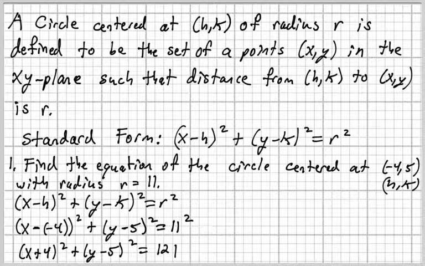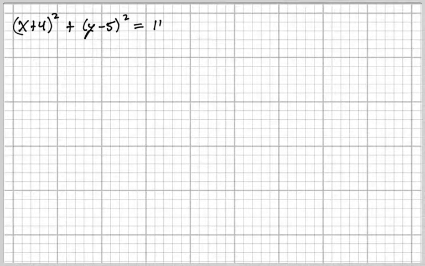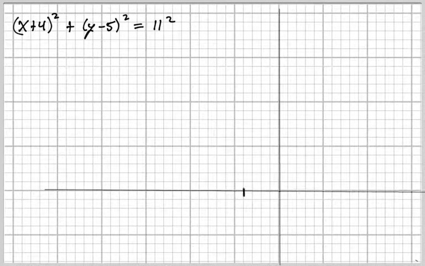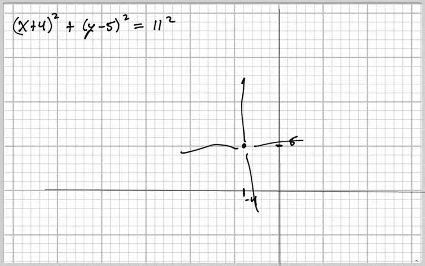Maybe we'll go ahead and practice graphing this. So we're going to rewrite the formula again, or the equation. Okay, so the center is going to be -4 and 5, so we'll go left 4 and up 5. So there's our center. And then our radius is 11. So from the center, we'll go up 11, we'll go left 11, we'll go down 11, and we'll go right 11. And that'll give us a couple of points to try to graph this.